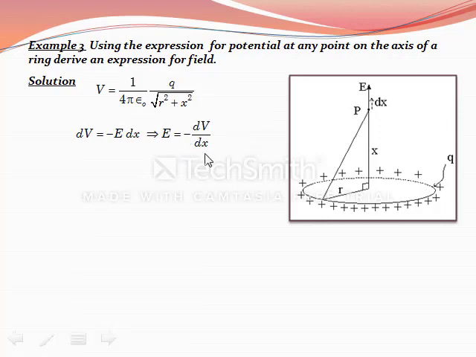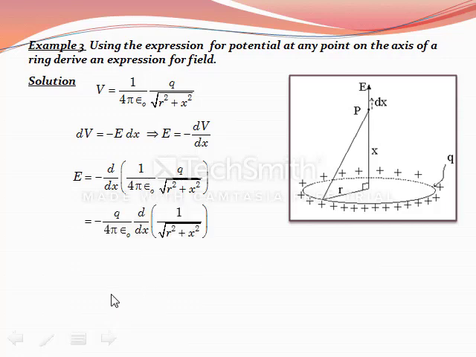This can be computed very easily. V is known to us. Substitute the value of V in this equation from the first one. This minus d by dx, this is the value of V from here. Now we'll take all the constant factors out. Constant factors are this 1 by 4 pi epsilon naught and q. These constant factors come out. This is what we are left with.